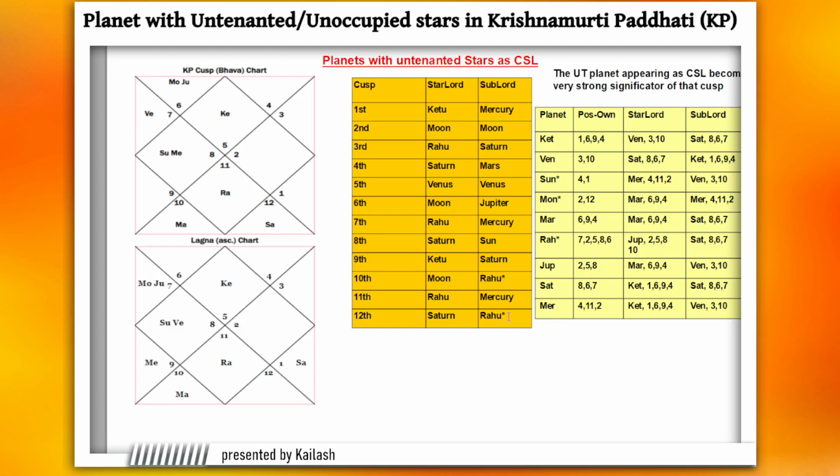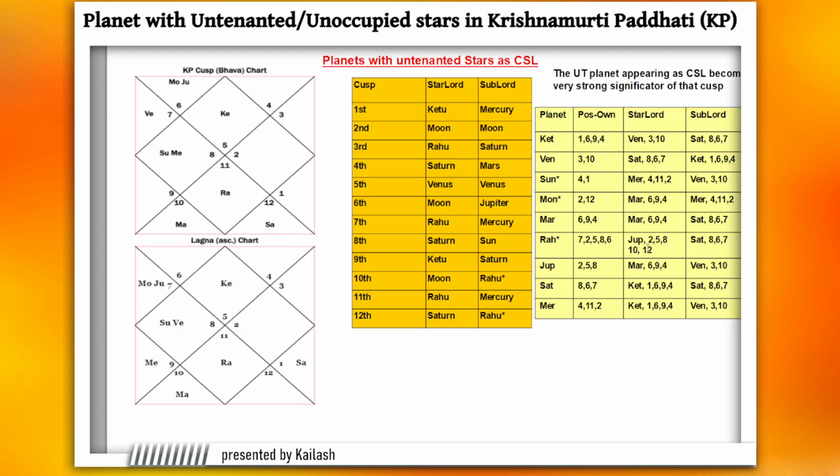Similarly, if you look at the cuspal sublord of the 12th, that's also Rahu. Now, if there is a question regarding whether there will be some kind of investigation on my business, or some kind of government inquiry, then the 12th house should be in focus in the horary chart. If you look at Rahu's signification over here, you don't see the 12th house. But if you apply this rule, you find that Rahu also becomes a very strong significator of the 12th house. This is all happening because Rahu is untenanted.